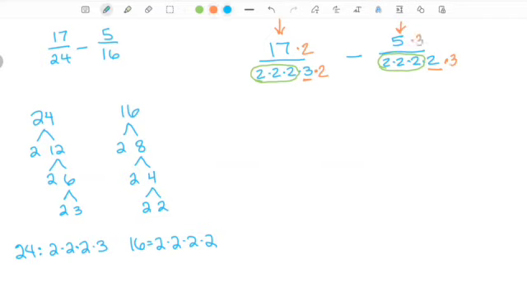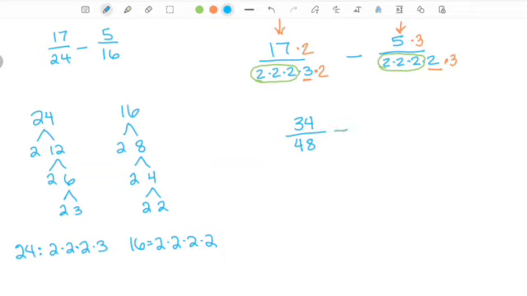Now we just have to rewrite these again in standard form. 17 times 2 is 34. And now I have 2 times 2 times 2 times 2 times 3 as my denominator. So 4 2s and a 3. Well, the 4 2s, of course, is 16 times 3 gives me 48.